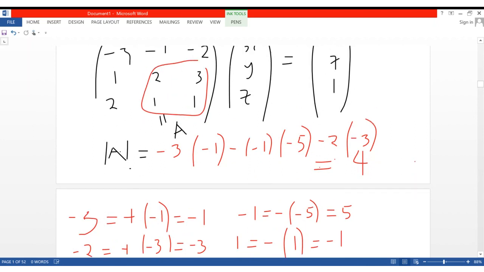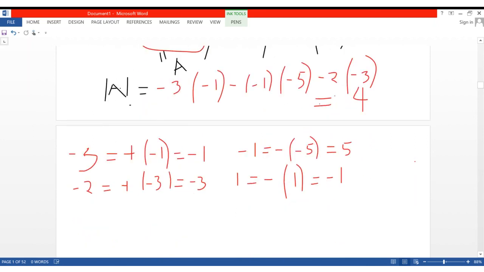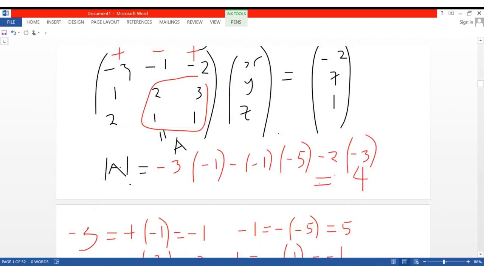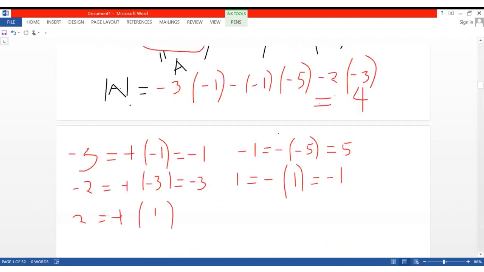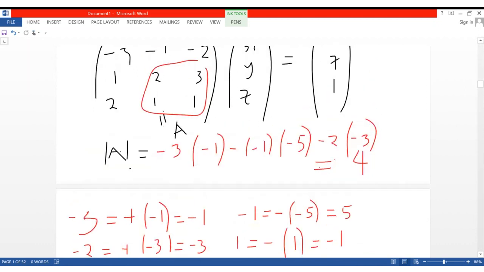I go to the middle, the element 2 in the middle, the sign is positive. Again, when you block in the middle, you remain with negative 3 times 1, minus negative 2 times 2. I'm getting it as 1. The sign is positive, so it will remain as 1. So I go to element 3.